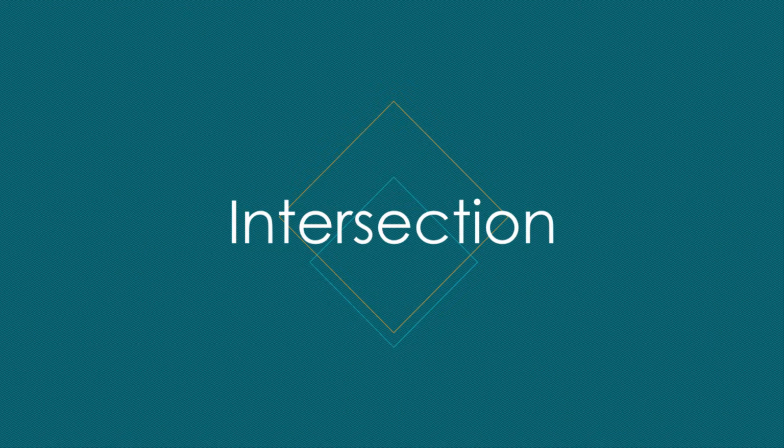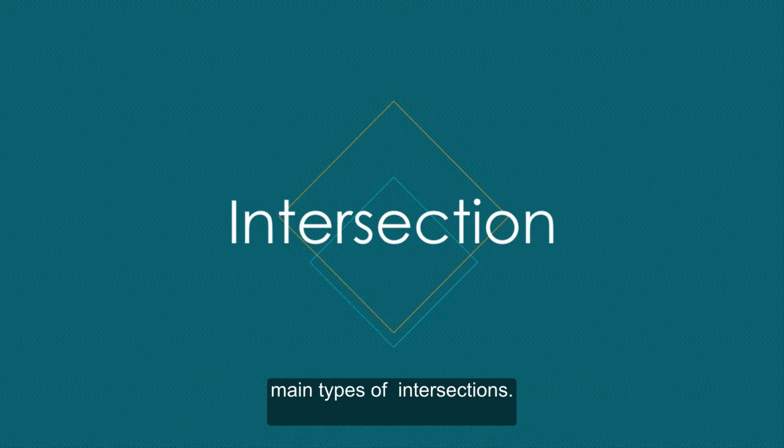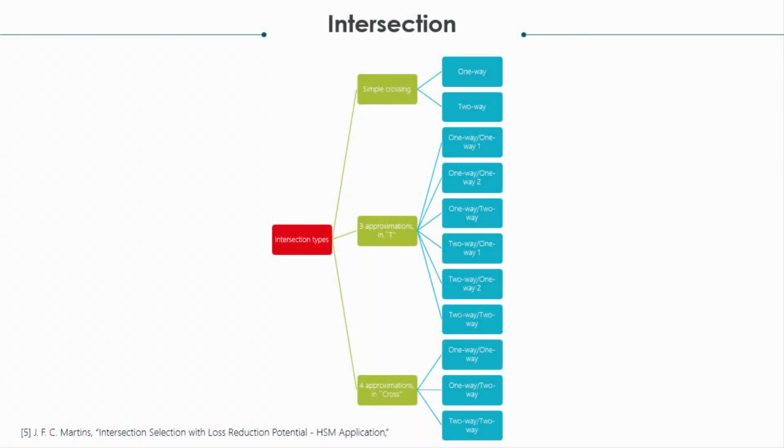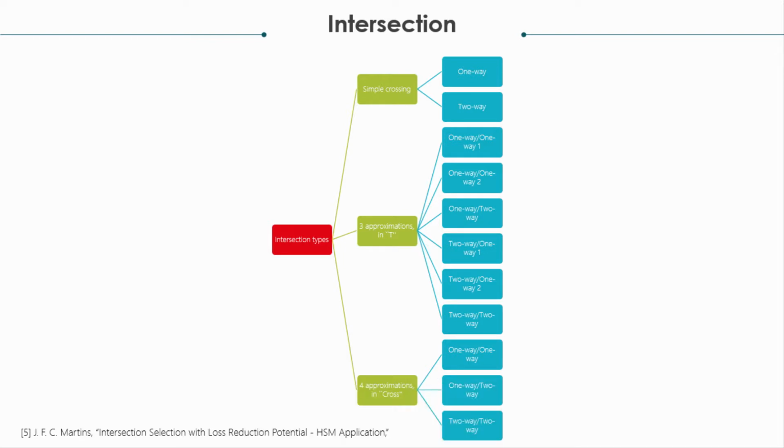Intersection. For the traffic light controller to be able to operate in real conditions at a traffic intersection, it was necessary to search the main types of intersections. According to Joanna, the intersections that often use traffic lights are chosen, some shown on these slides.